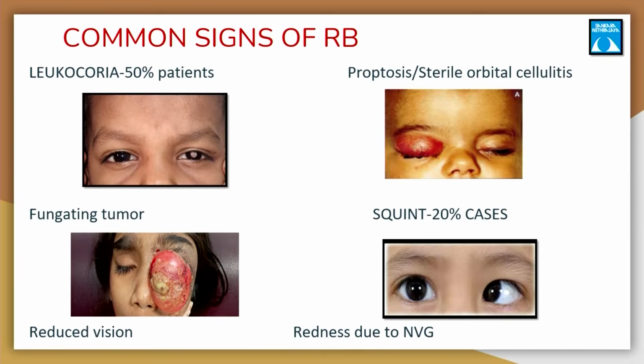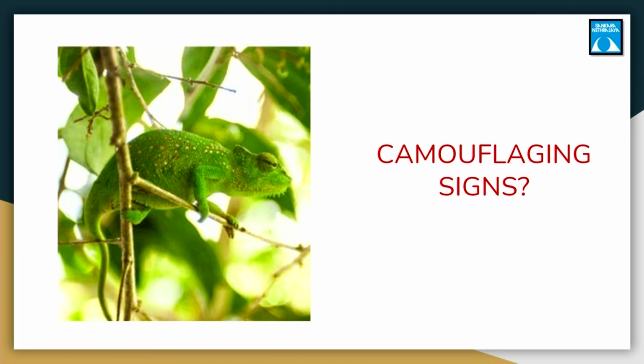So the common signs of RB, which we all are aware of, are leukocoria, the common presentation seen in 50% of patients. The next common presentation is squint, which is seen in 20% of the cases. They can also present with proptosis or sterile orbital cellulitis, or as a fungating mass, or they can have neovascular glaucoma. Can you go back for a second?